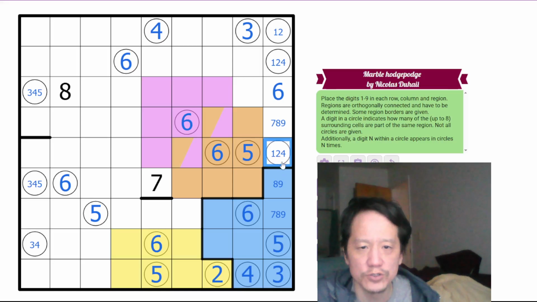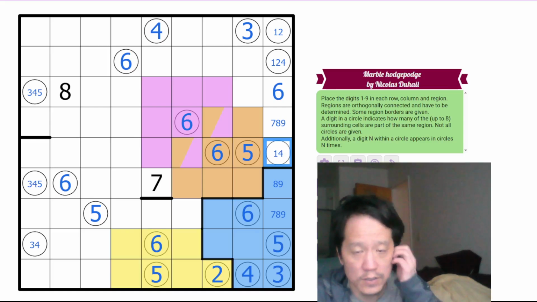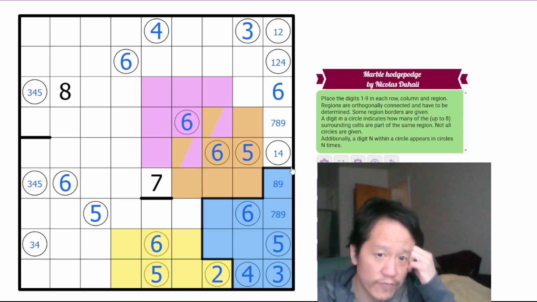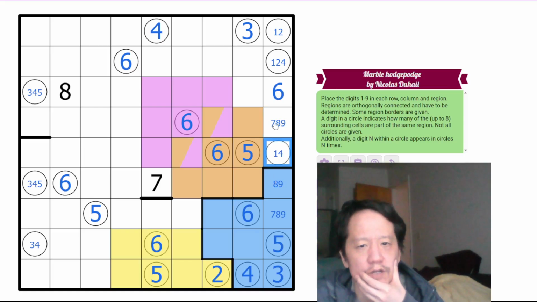This cannot be 2, because if it's orange, it cannot be 2. If it's another region, it can't be 2. It'd be 1 or 4. So this is 1 or 4. Therefore, these two are the same region, right? Yeah, if that's the case. So if this is 1, it can only be one region here.